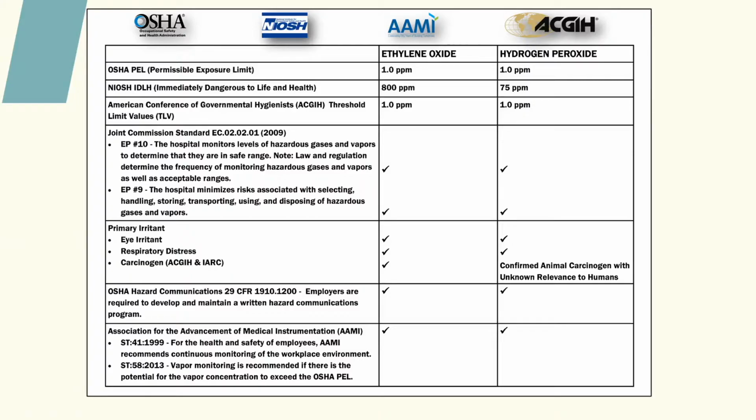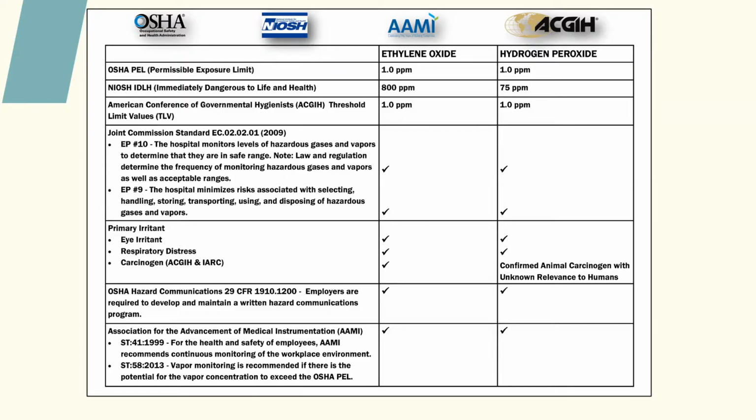So let's move on. There's a little comparison chart. And you can see, again, the OSHA PELs are the same. The ACGIH threshold values are the same, all 1 ppm over 8 hours. Now, this is one that's very interesting. It's the IDLH, immediately dangerous to life and health. Now, this doesn't mean that you'll instantly die. It means that it's immediately dangerous to your long-term health and possibly to your life. So ethylene oxide is 800 ppm, hydrogen peroxide is 75. So ethylene oxide is 10 times higher.